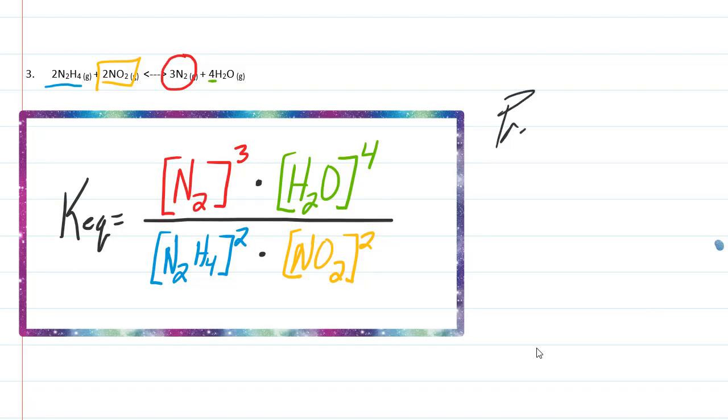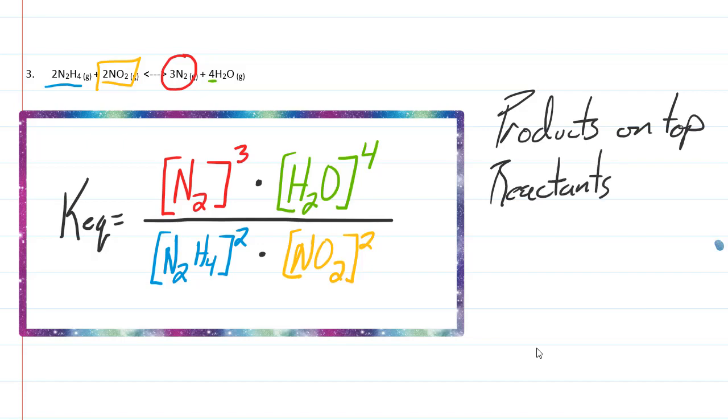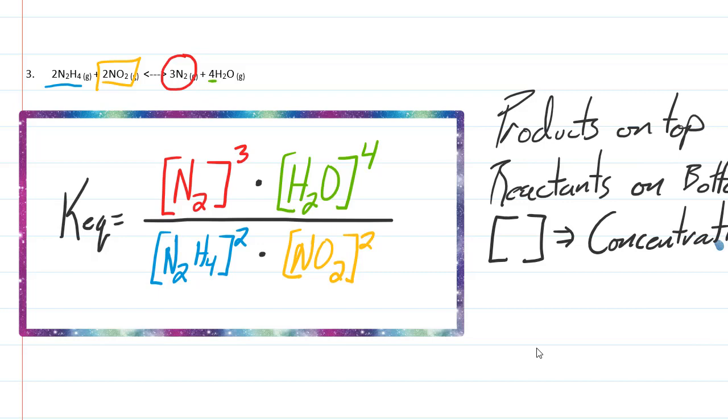So remember that products on top. We have to remember that the reactants are on bottom. Okay, so those are on the bottom. We use square brackets to represent concentration. And the exponent, okay, so C to the C, that is from our coefficient.